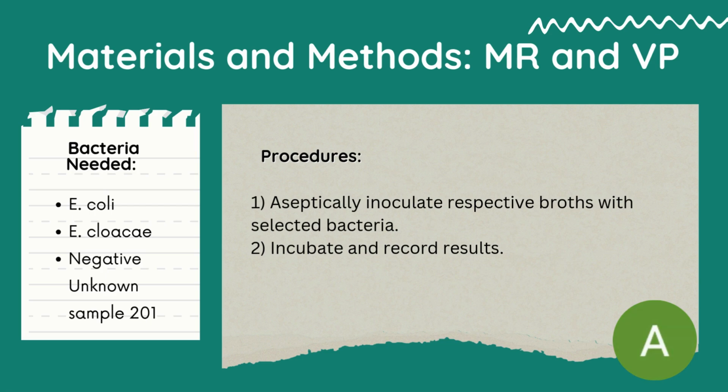In order to complete the methyl red and Voges Proskauer tests, the bacteria needed are E. coli, E. cloacae, and the negative unknown sample 201. To initiate the test, first aseptically inoculate the respective broths with the selected bacteria. Lastly, the samples will be incubated and the results recorded.